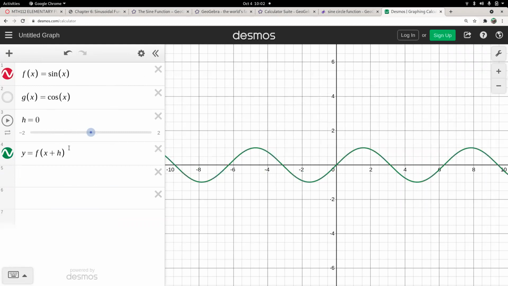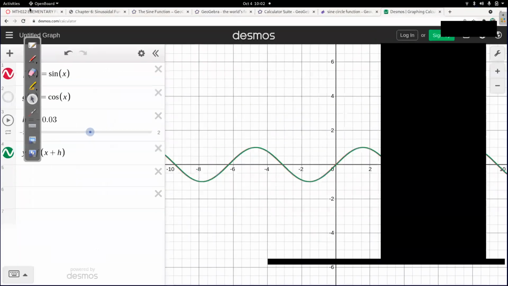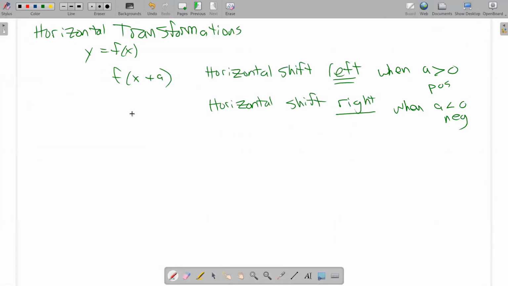All right, so I have my green function sitting on top of my red function. h is 0, which means I haven't shifted. And if I make h a positive number, you should see that green curve move to the left as h gets more positive. And as h gets negative, it should go the other way. Isn't that cute? So those are backwards from what I thought they should be.